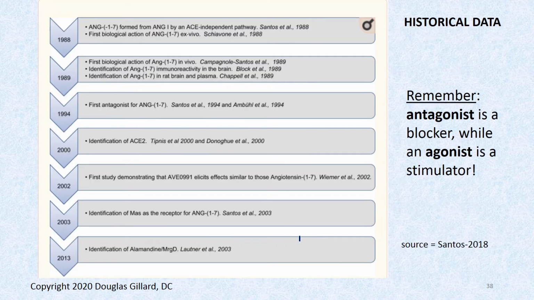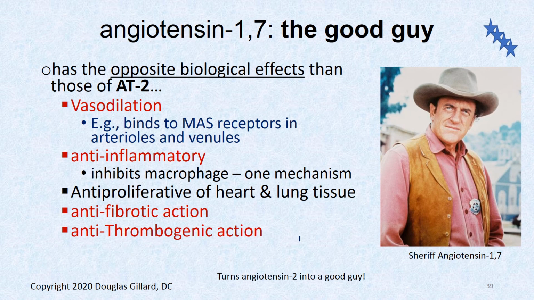All right, here's the historical data of angiotensin 1-7. We learned about it way back in the 80s, but we hadn't really heard much about it until COVID popped up, and now we're hearing about it a lot. So there's Marshall Dillon. That was an old Western that was popular. I used to watch that when I was a little kid. He's a good hero, good values, kept the peace in Dodge City. That's angiotensin 1-7. It's a good guy. It has the opposite effects of angiotensin II.